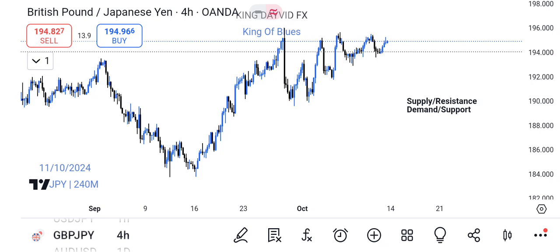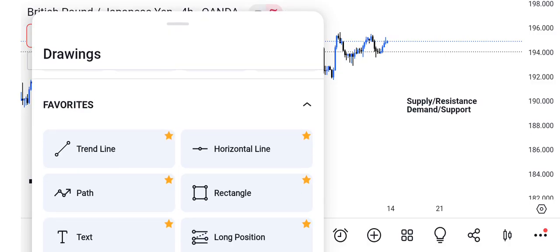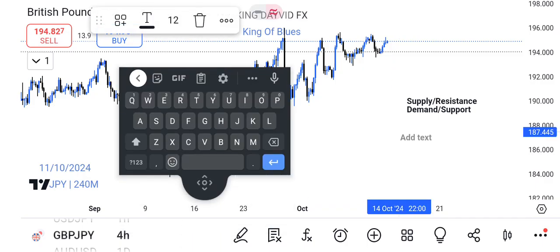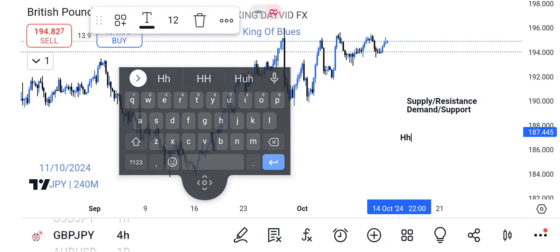So we are talking about demand and supply. How do we identify demand and supply in a chart? It's very simple. You know, in the previous module we've talked about higher highs and higher lows. I'll just bring the concept here so that you can understand. Whatever we call a higher high is a supply or a resistance.